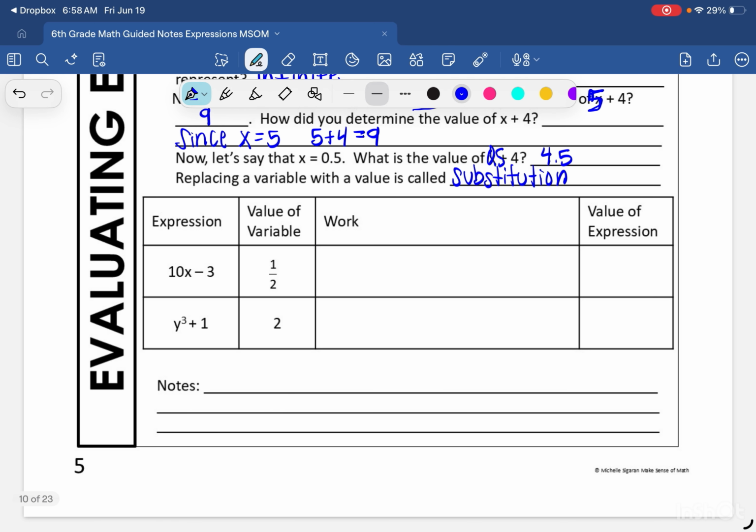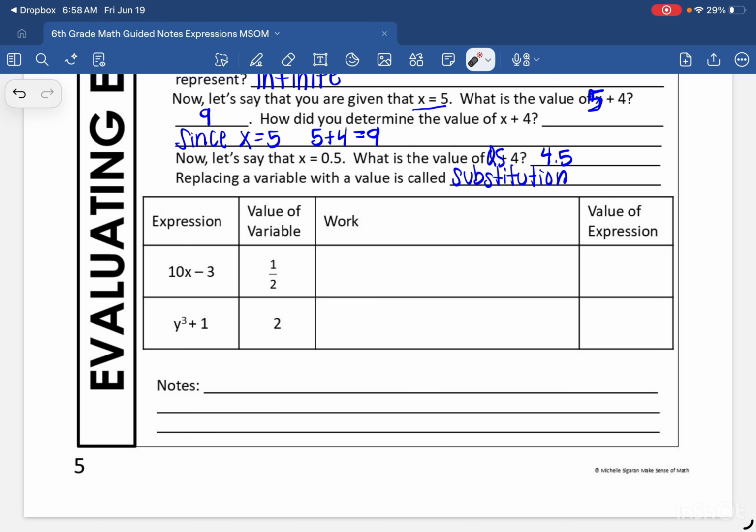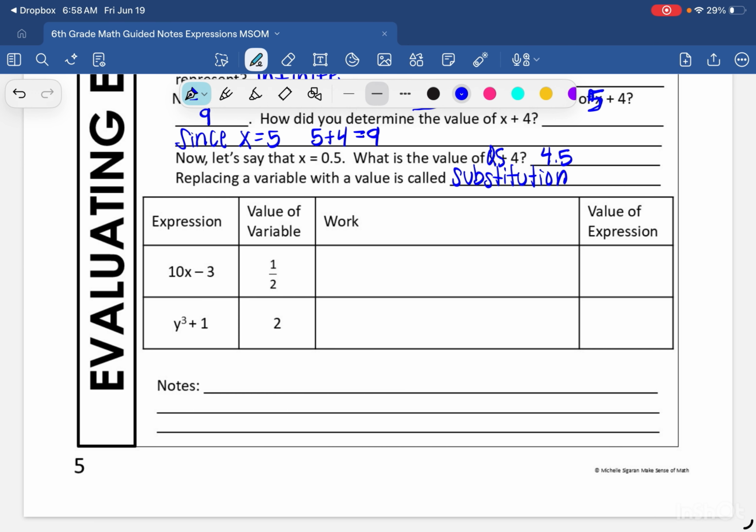Let's practice. So I'm given the expression 10x minus 3. Remember, that means 10 times x minus 3. And it tells me the value of the variable is 1/2. So we're going to go 10 times 1/2 minus 3. 10 times 1/2 is going to be 5 minus 3, and that equals 2.